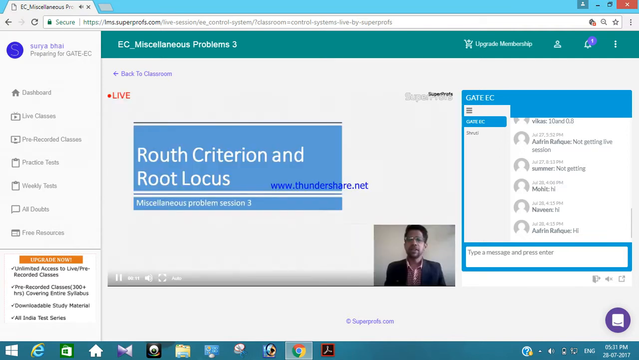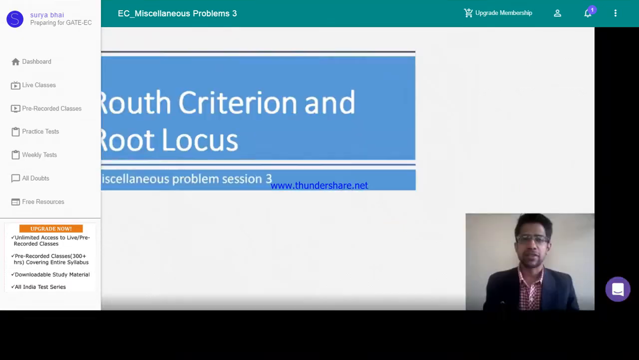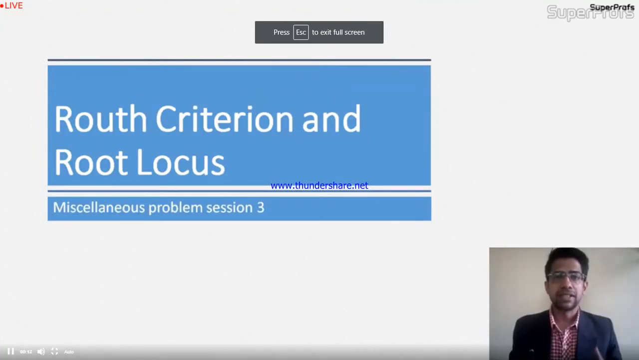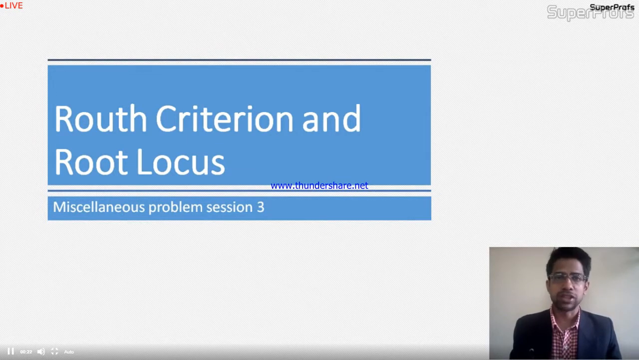In the previous session of control systems engineering, we studied the transient response analysis in detail, along with the problems and concepts. In this particular session, we are going to study Routh's criteria and root locus. We have already seen the theory and some problems related to Routh's criteria and root locus.